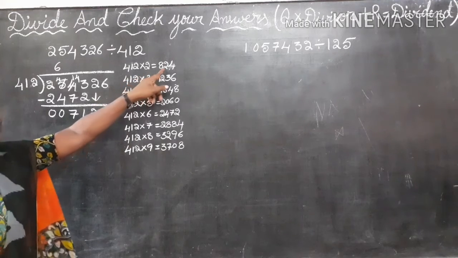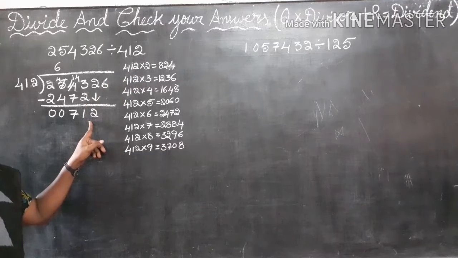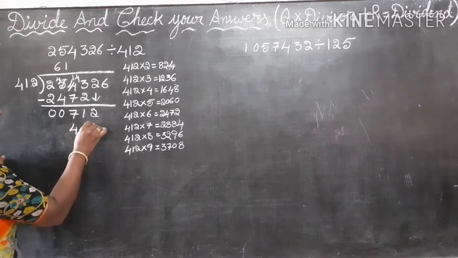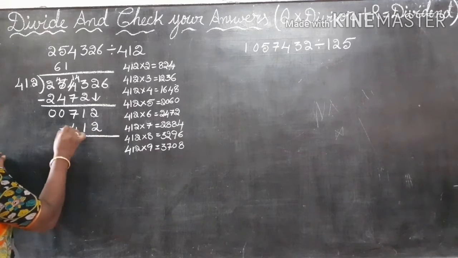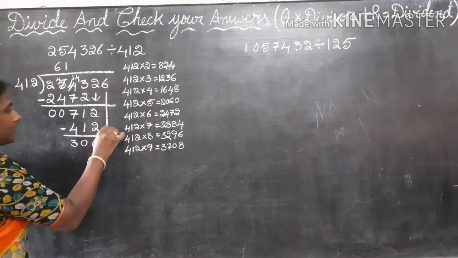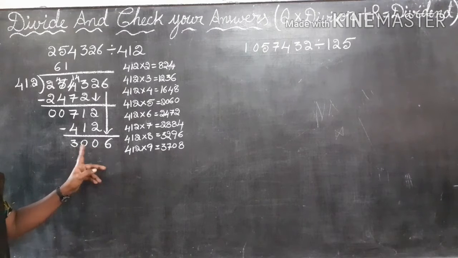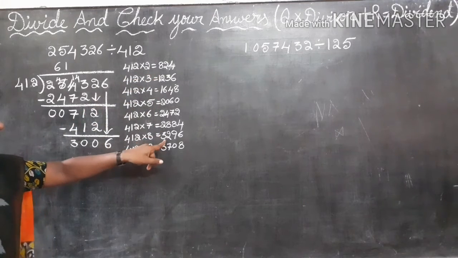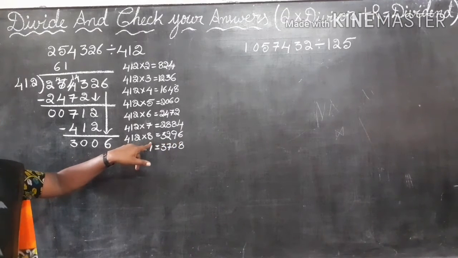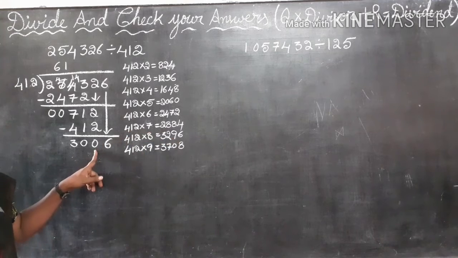412 twos are 824. This 824 is more than 712, no? So we have to take 412 ones, which is 412. 0 0 3. Next we take 6 here, 3006. What is the big number here? 3296. Where will it come? 412 eights, sir. 3296 is greater than 3006.